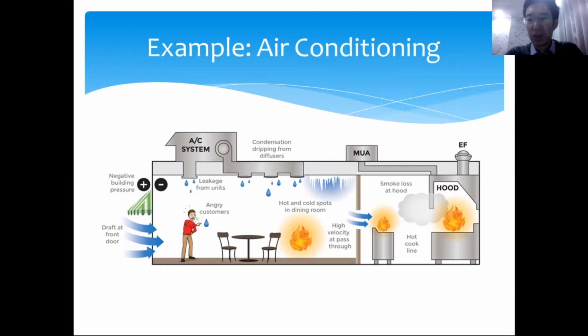When it comes to the kitchen, we have hot cook lines, we have hoods, we have smoke, we have odors, etc. And we should make sure that the air conditioning system will not jeopardize or make the flame go in an uncontrolled way.